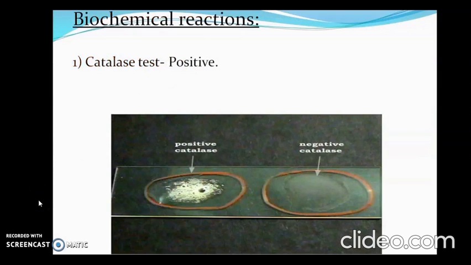Coming to the biochemical reactions, the catalase test is positive for Staphylococcus aureus. When a loopful of hydrogen peroxide is placed along with a loop of Staphylococcus aureus colony, effervescence will be produced, as you can see here, and this indicates the production of catalase, and this test is positive for Staphylococcus aureus.